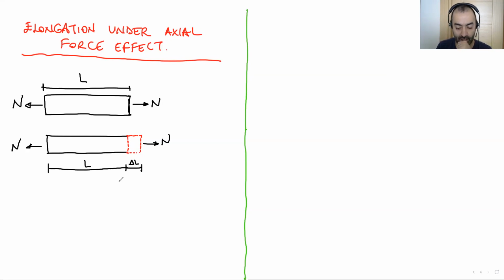So elongation is the length change. And the strain is the length change over the initial length. This gives us the strain on the member.